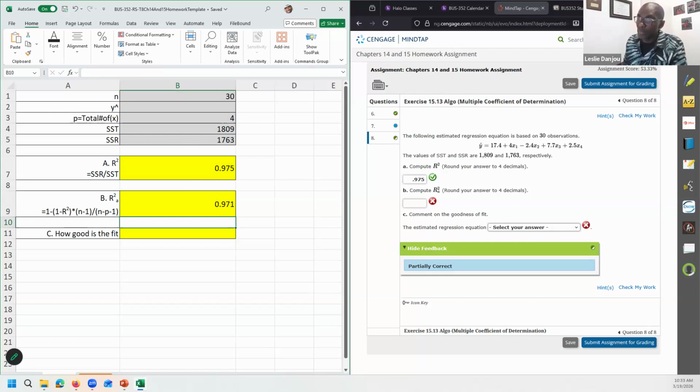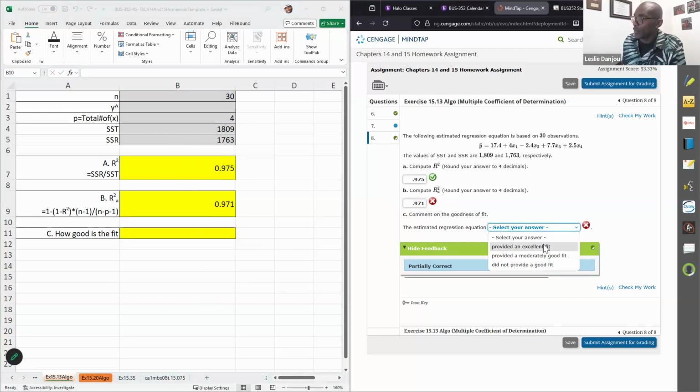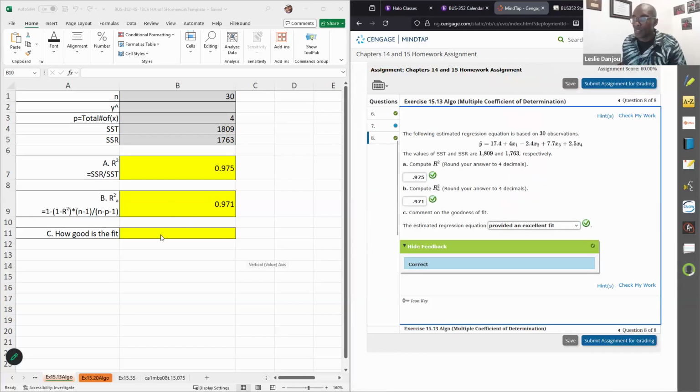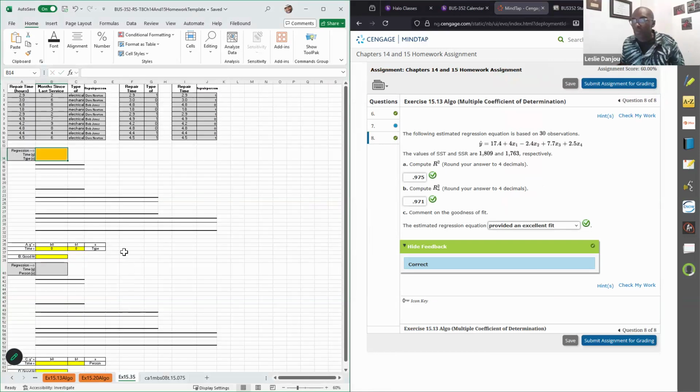When you press that, your R squared adjusted is going to be slightly less than your R squared value. As you can see, this one is still 97%, 97.1%. Once again, it provides an excellent fit. Outstanding. So you can just say, all right, it provides an excellent fit. All right, good work.